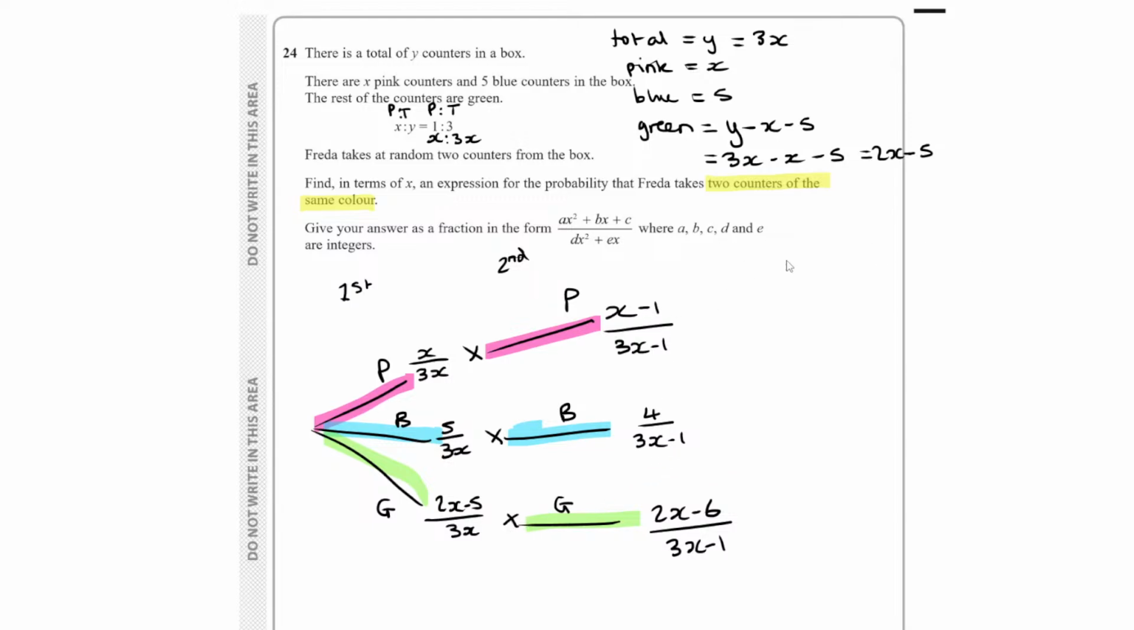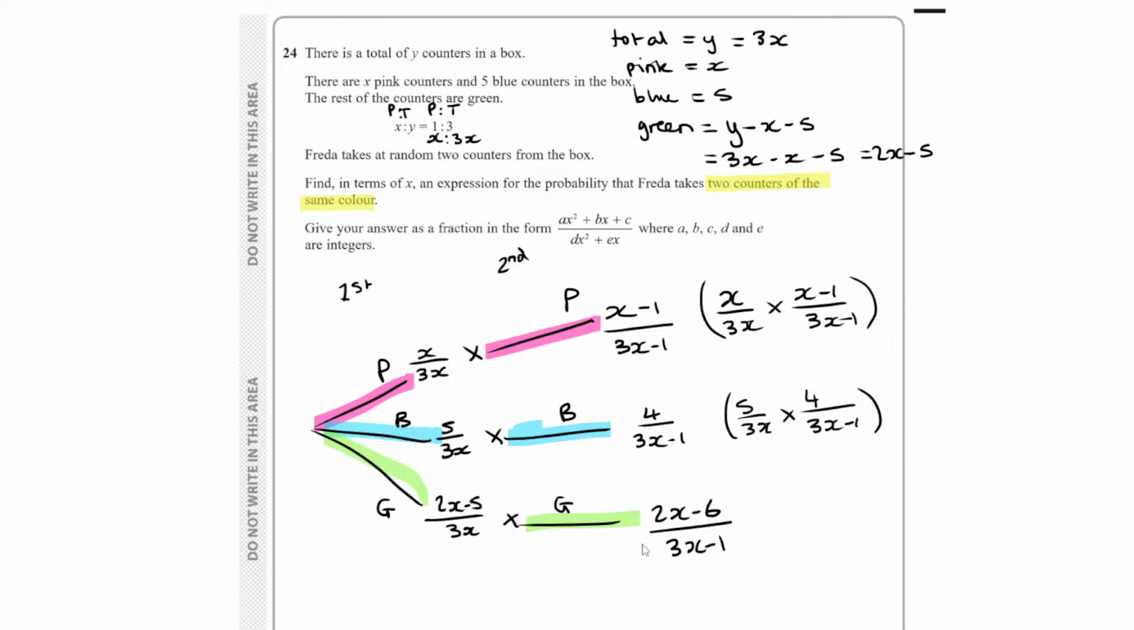So for example, the probability of getting pink and pink, so both pink, would be x over 3x multiplied by x minus 1 over 3x minus 1. That would be the probability of getting both pink, wouldn't it? But then there's also the chance that instead of both pinks, you could get both blue, which is 5 over 3x times 4 over 3x minus 1.